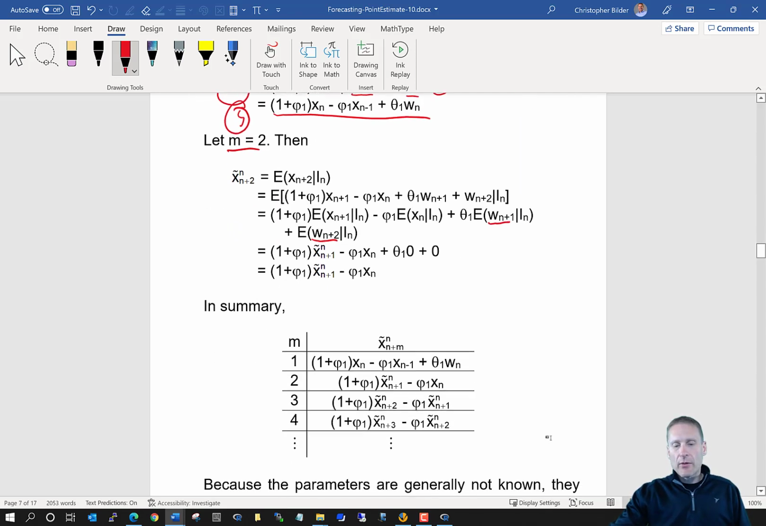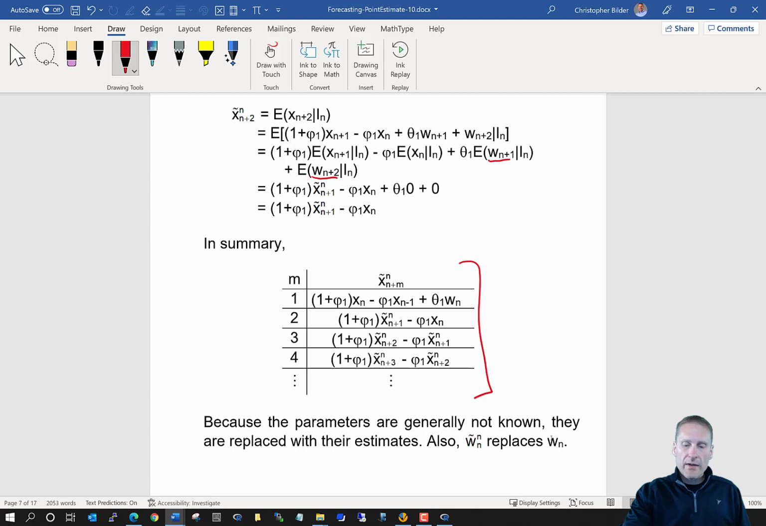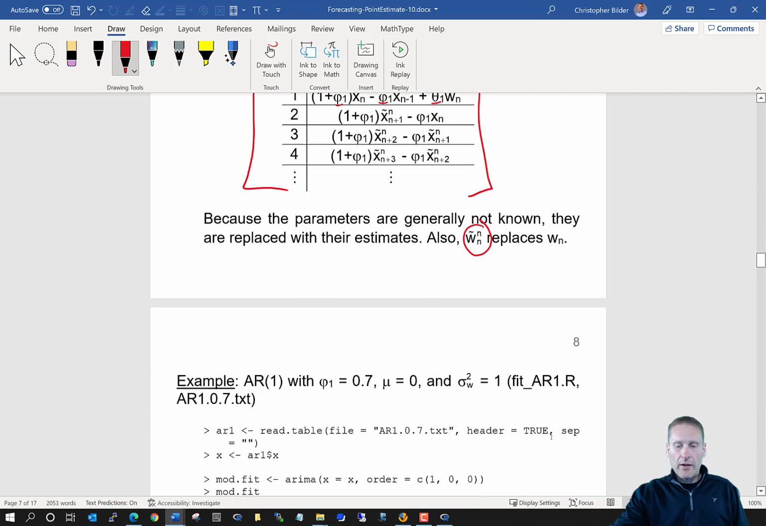Okay, so in summary, this is what we get then for these forecasts. Once again, the parameters will actually be unknown in actual application, so we'll get our estimated model, and we'll put hats on top of all the parameters. Also, we will replace the W sub n with the W tilde sub n with the superscript n as well.